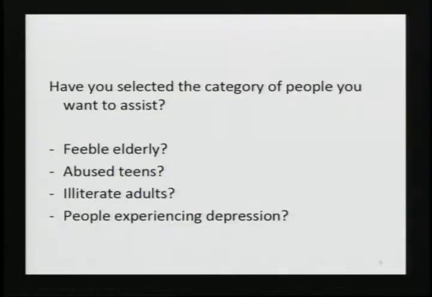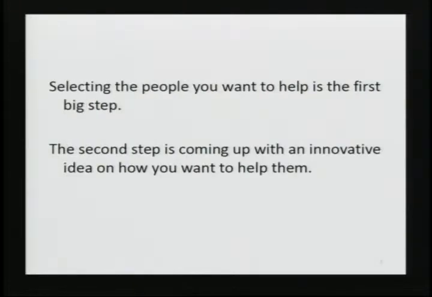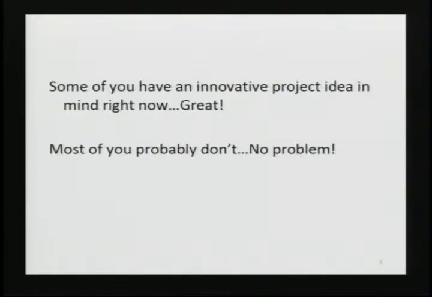Have you selected the category of people you want to assist? Might it be the feeble elderly, abused teens, illiterate adults, maybe people experiencing depression? Selecting the people you want to help is the first big step. And then the second step is coming up with an innovative idea on how you want to help them.